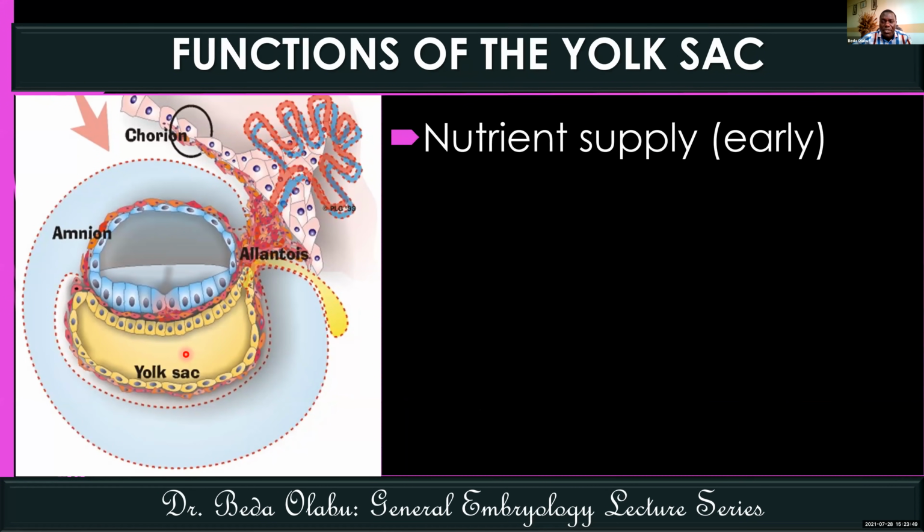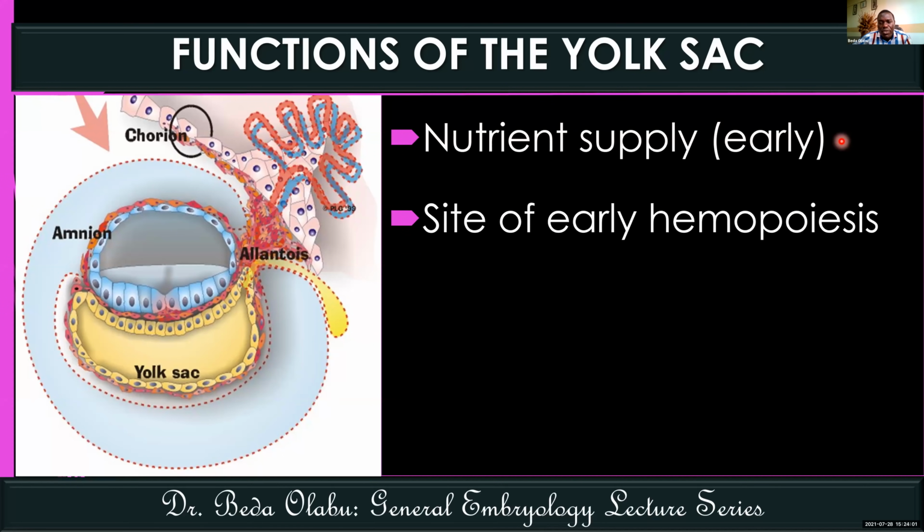What are the key functions of the yolk sac? Yolk sac is important for transfer of nutrients before the placenta is established. It is also important as being one of the sites where blood formation occurs. The process of formation of blood is called hemopoiesis. You may not know this, but there's a time that blood has to be formed in the yolk sac and perhaps in the allantois and in the chorion.